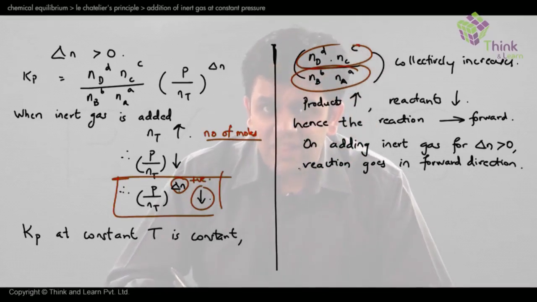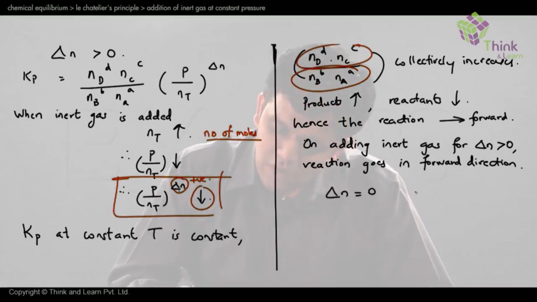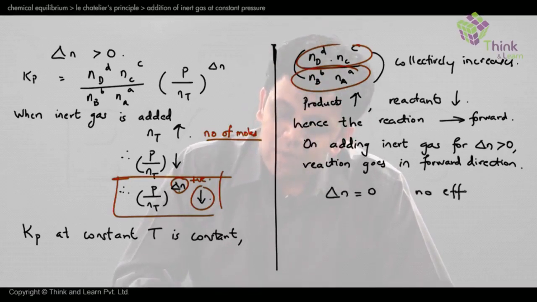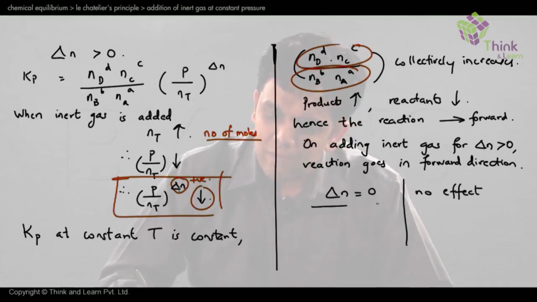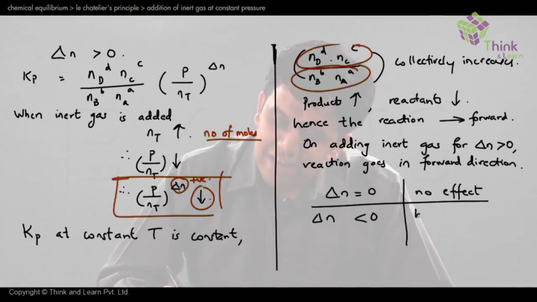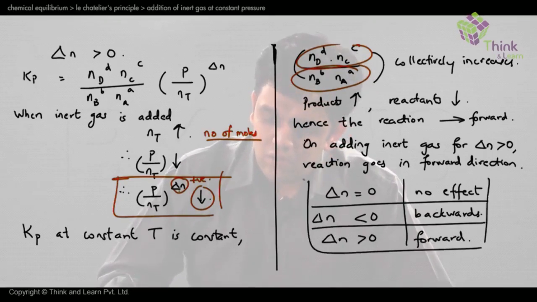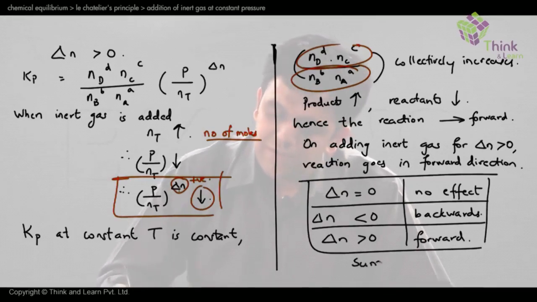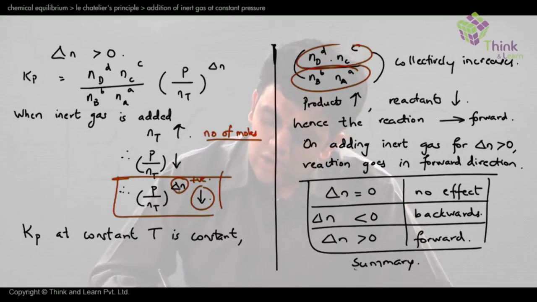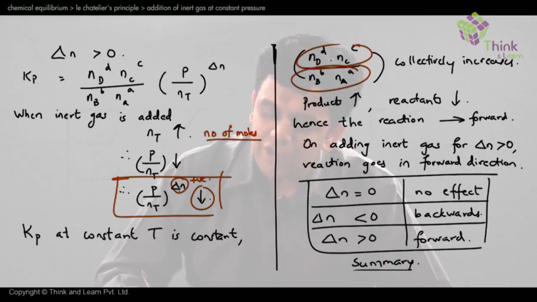Just to summarize again, the effect of addition of inert gas at constant pressure. If delta N is equal to 0, there is no impact. If delta N is less than 0, the reaction goes backwards. If delta N is greater than 0, then the reaction goes forward. This is your summary for adding inert gas at constant pressure.